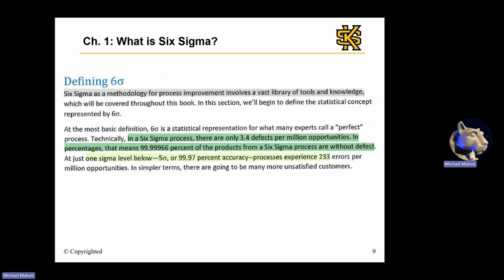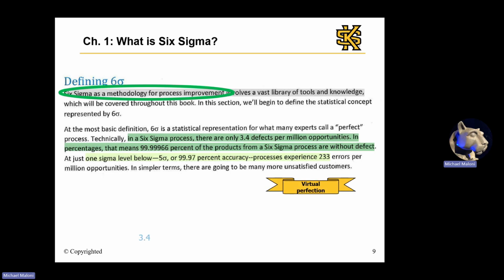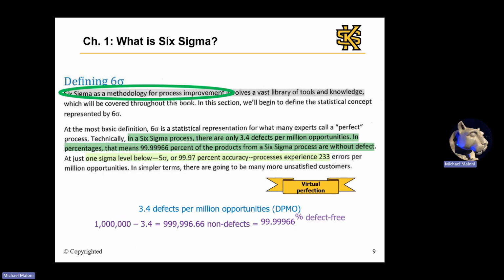Again, Six Sigma refers both to a methodology, meaning an approach to improve processes via DMAIC, and a statistical level of quality that is virtually perfect, with 3.4 or fewer defects per million opportunities, DPMO, which means 99.99966% defect free, almost no defects, virtually statistically perfect.